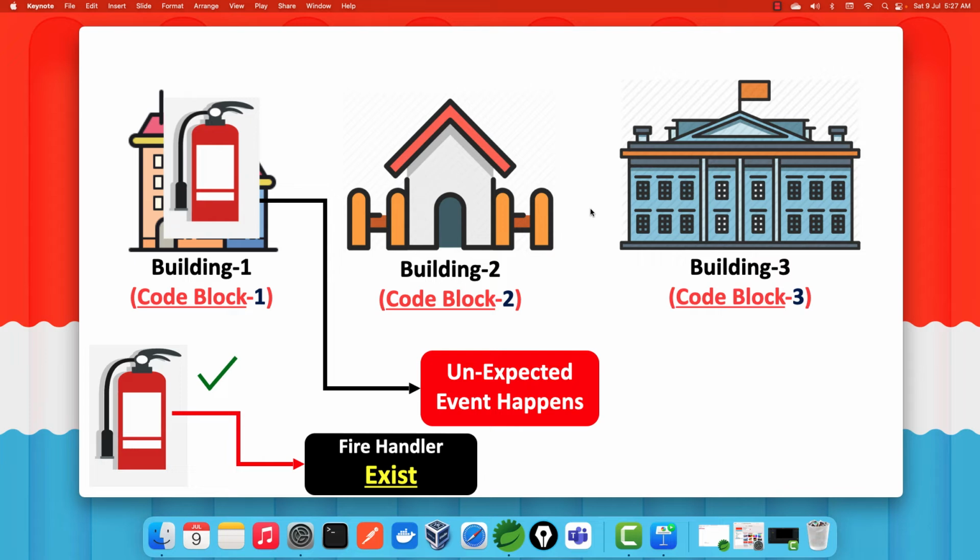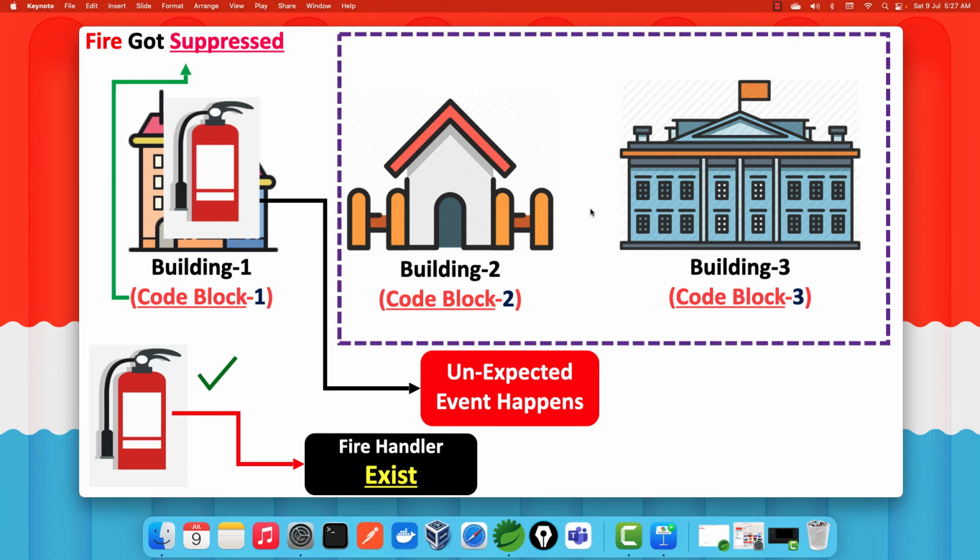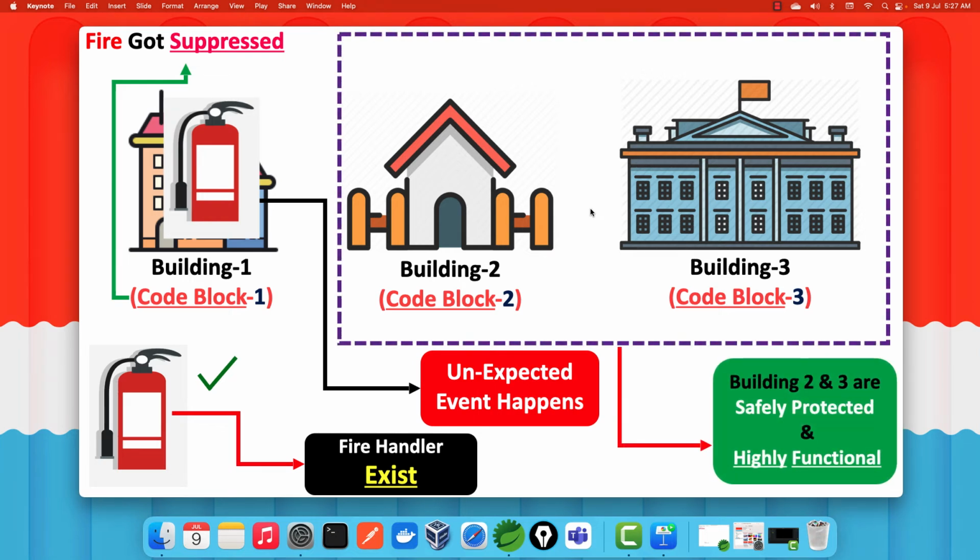Once you suppress the exception, meaning once you suppress the fire, then obviously the rest of the buildings still have access to it, right? So the fire got suppressed, and once the fire gets suppressed, meaning we have a proper fire handler, building 2 and building 3 are safely protected. It's not impacting building 2 and building 3, and they are highly functional.